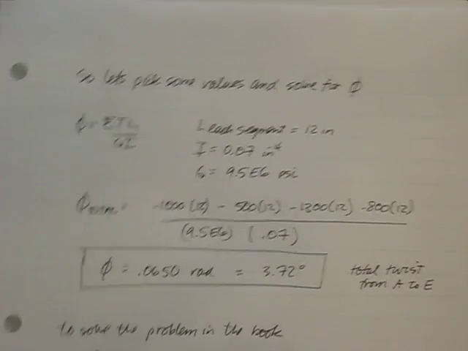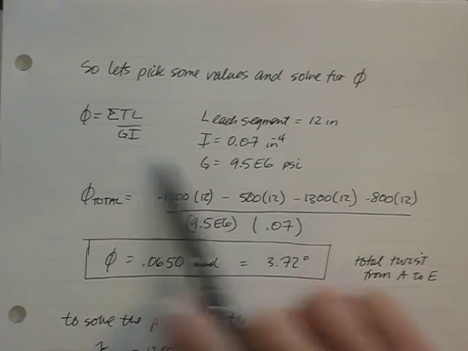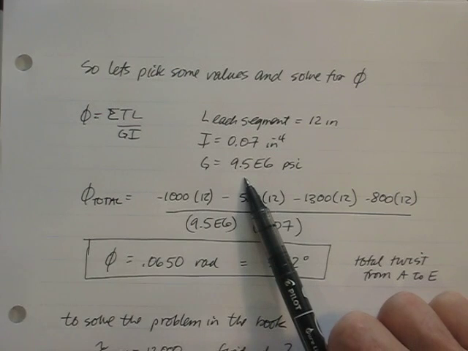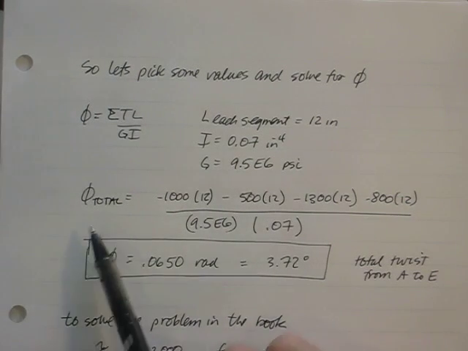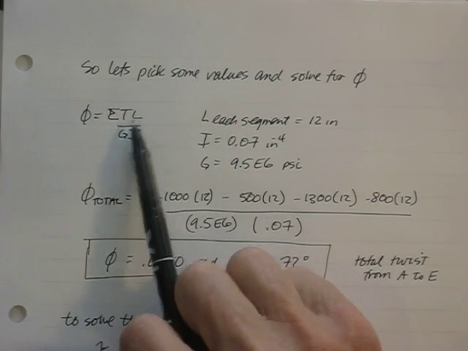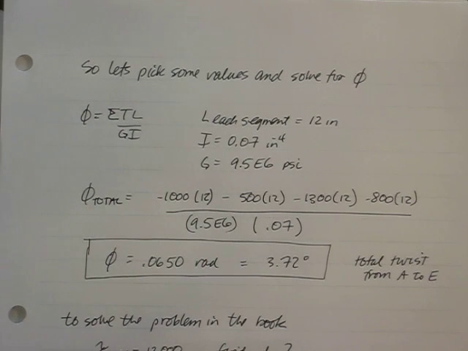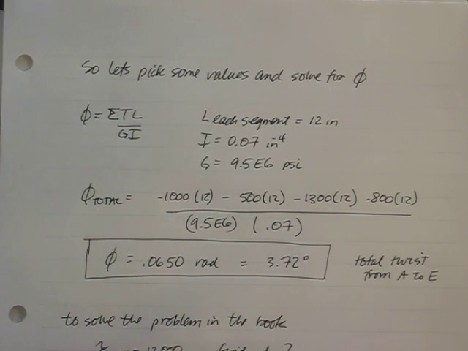All right, so I'll tell you what, let's pick some values and see if we can solve for a phi. So let's just say that each segment is 12 inches long. We have an I, it's uniform along the whole tube, of 0.07 inches to the fourth. Let's say that it's got a G of 9.5, so it's pretty stout. It's probably steel or something like that. And we could figure out what the total phi is by just saying TL over GI for each segment. G and I, since it's a bar, are going to be the same for each of the segments. The torque is going to be different for each segment, and I'm saying each segment is also 12 inches long, so it'd be pretty easy to do my arithmetic.